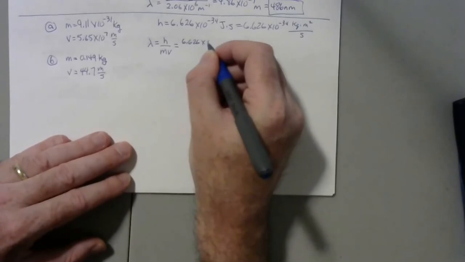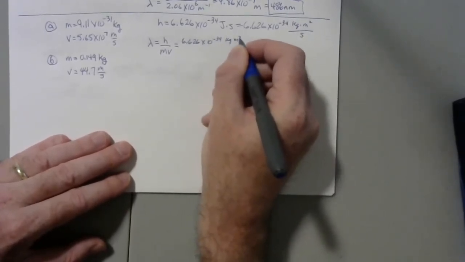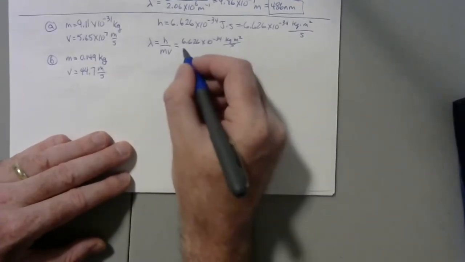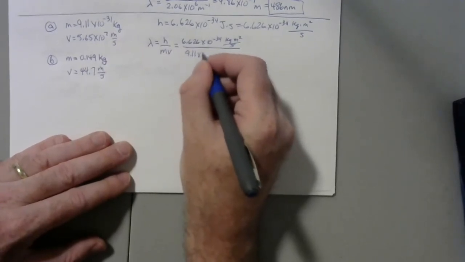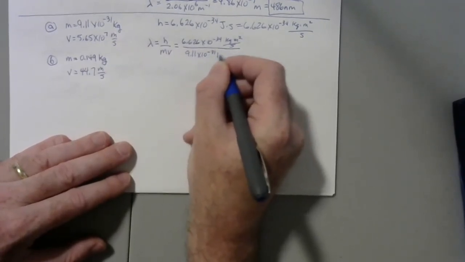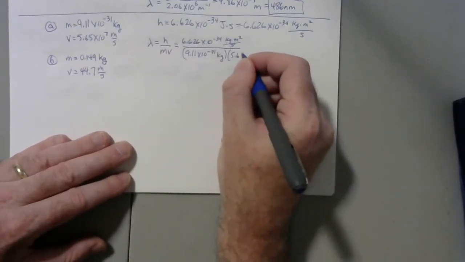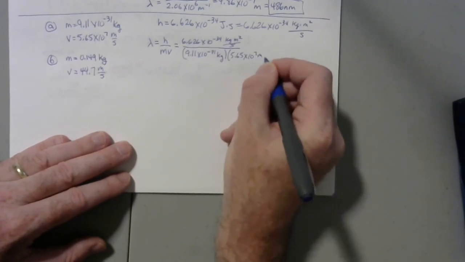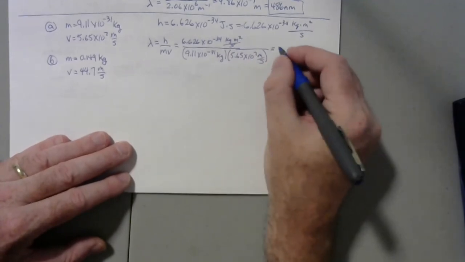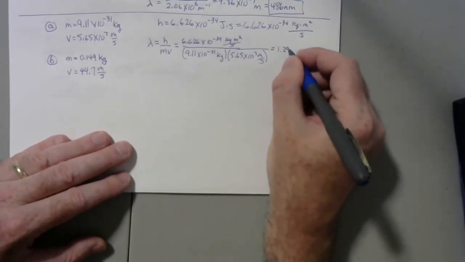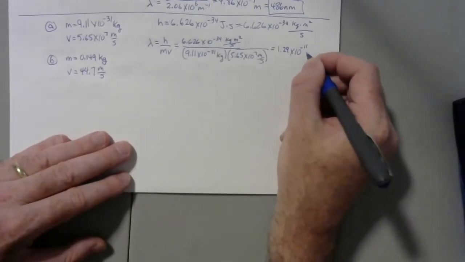6.626 times 10 to the negative 34th kilograms meters squared per second, divided by the mass, 9.11 times 10 to the negative 31 kilograms, times 5.65 times 10 to the 7th meters per second. You run all that through your calculator, you get 1.29 times 10 to the negative 11th meters for the wavelength.